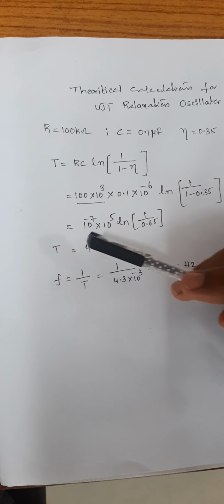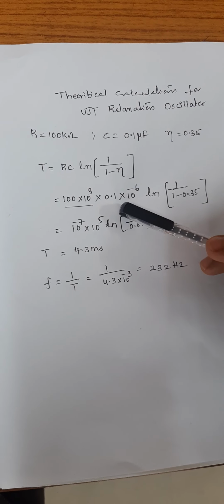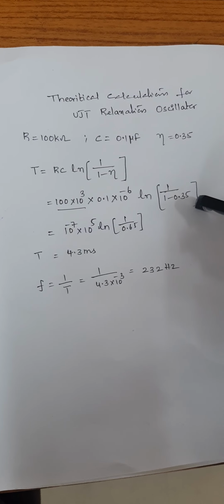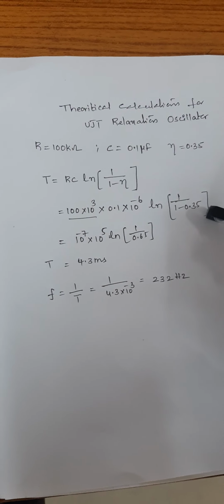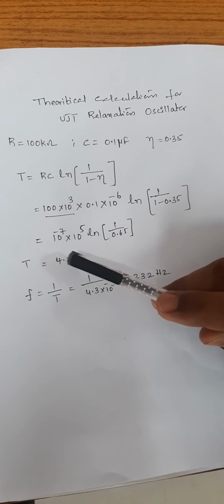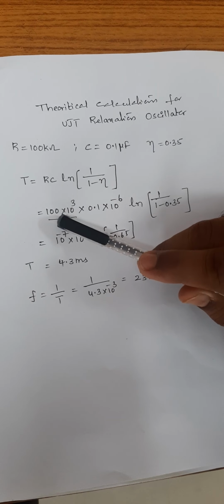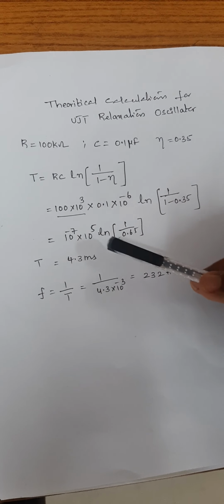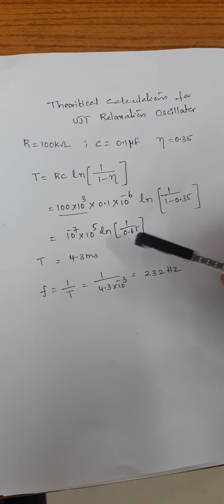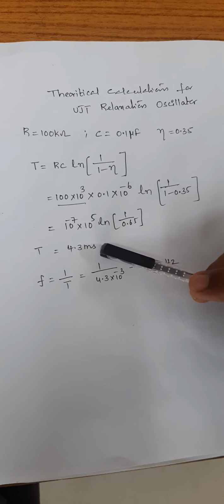If we substitute the values, R equals 100 kilo ohms, 100 into 10 power 3, and C equals 0.1 into 10 power minus 6, natural logarithm of 1 by 1 minus 0.35. Then 0.1 into 10 power minus 6 is 10 to the power of minus 7, into 10 square into 10 cube is 10 to the power of 5, natural logarithm of 1 by 0.65. If we simplify this, the total time period we get is 4.3 milliseconds.